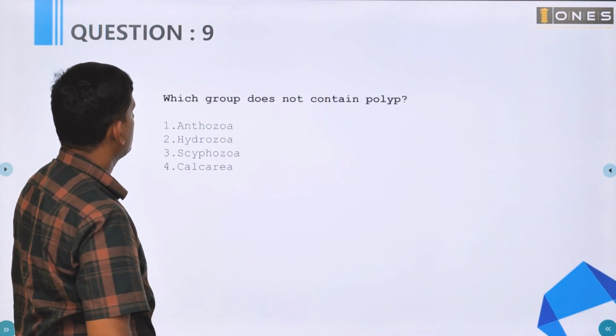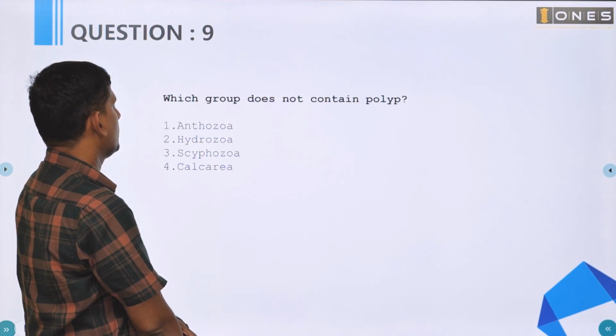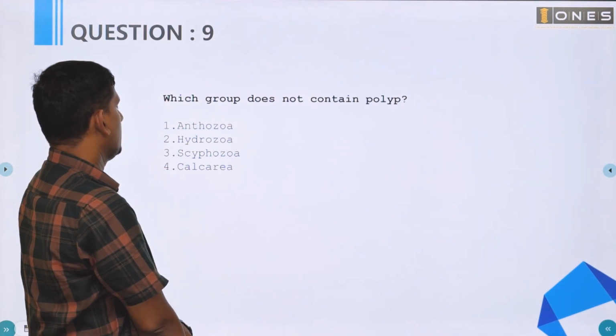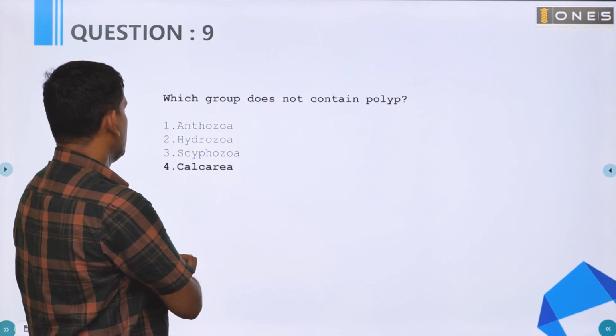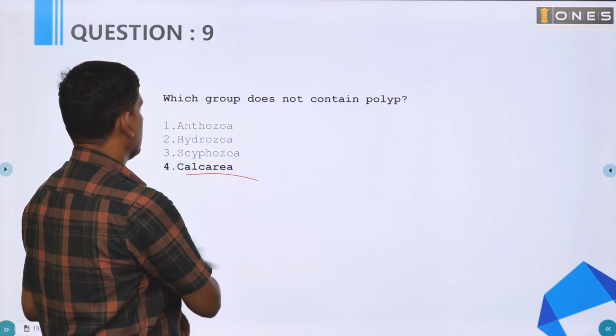Now the next question is, which group does not contain polyp? Anthozoa, Hydrozoa, Scyphozoa and Calcarea. So the right answer is Calcarea. So the group that does not have polyp is Calcarea.